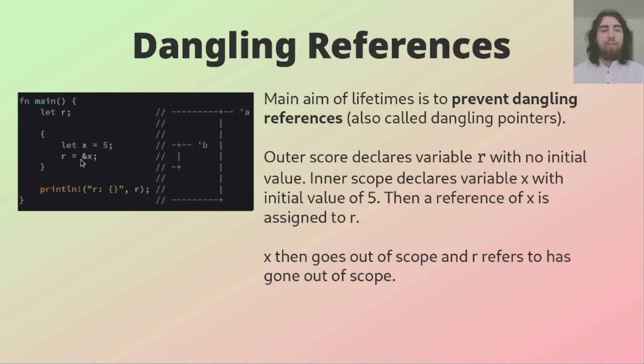Now we are assigning a reference to x to the variable r, meaning the variable r we have declared here holds a reference to the variable x. The problem here is that when x goes out of scope at this point, then r points to something that is not valid anymore, right? And that's the aim of lifetimes, to avoid exactly this scenario.